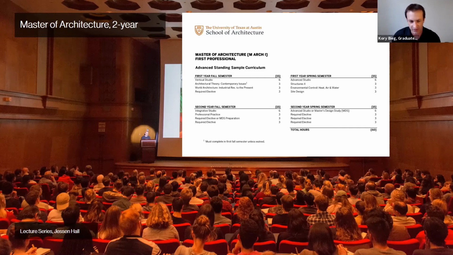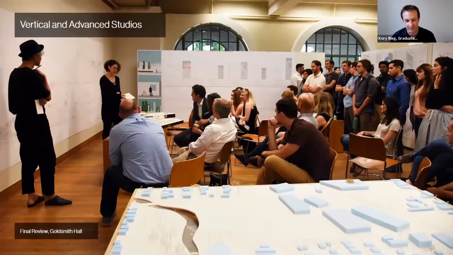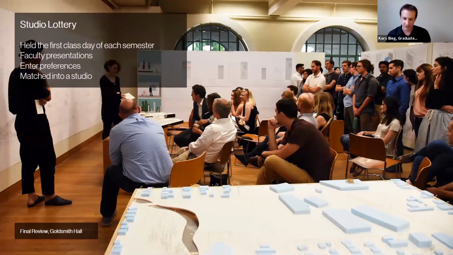Okay, so our vertical and advanced studios format. We have a very unique structure here at UT in that our first studios are not assigned studios. So the first studios you'll take in the grad program are called vertical studios. Most schools will have that kind of structure where you automatically take studios, and it's not until your advanced studios that you get to choose the studios you want to take. With our program, you get to choose from day 1.